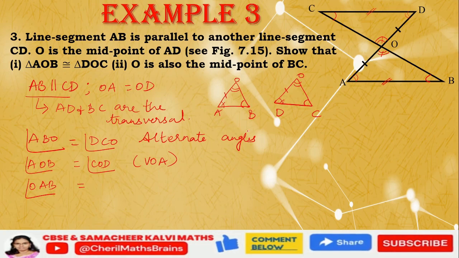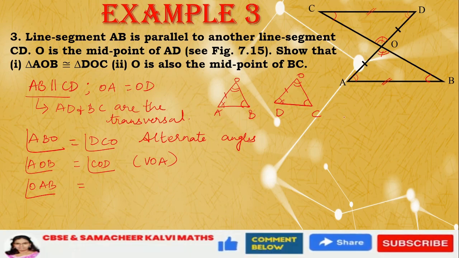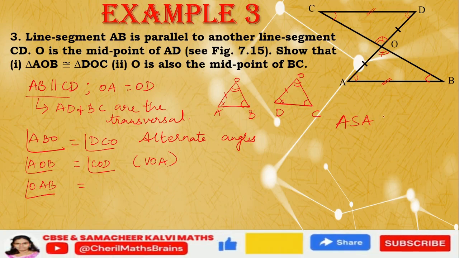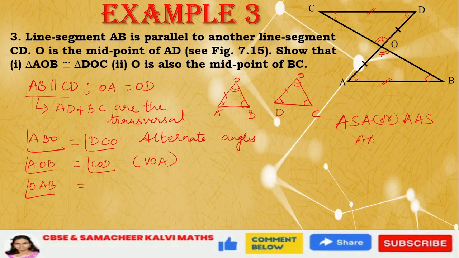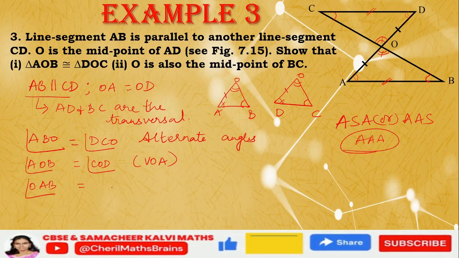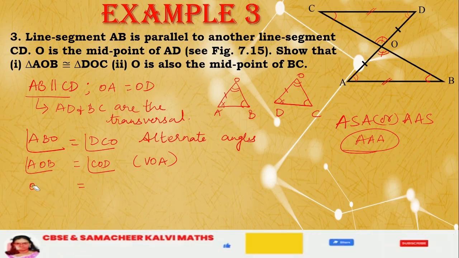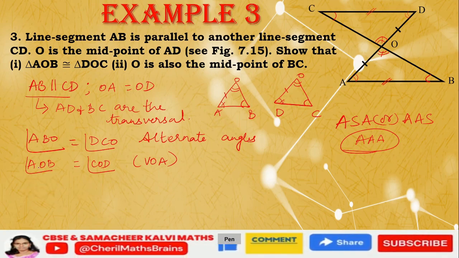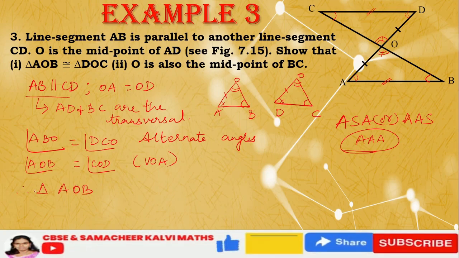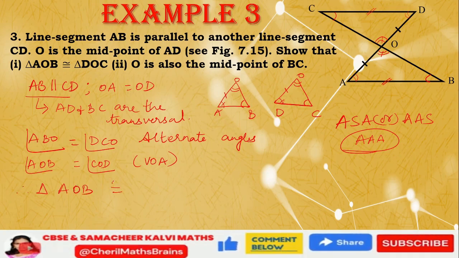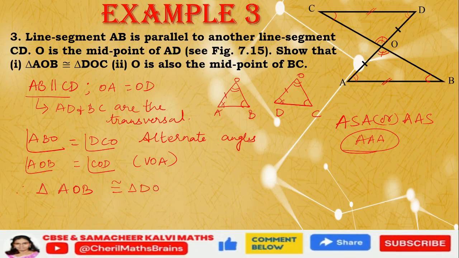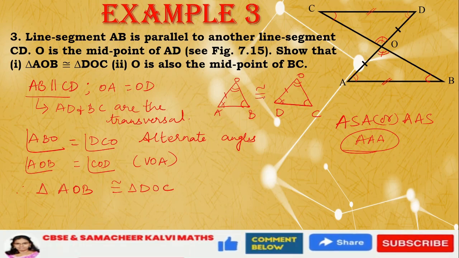As I told you, if you have the ASA criterion or the AAS criterion, then automatically all these angles will also be equal. Having all these in hand, we can very easily say that these two triangles are congruent. That is, triangle AOB is congruent to triangle DOC.